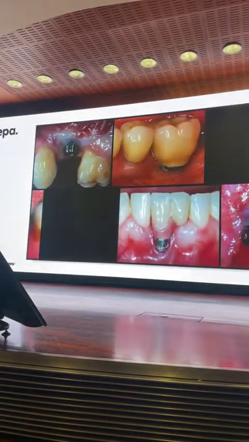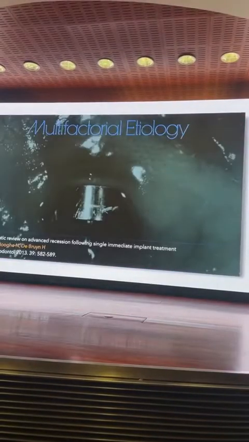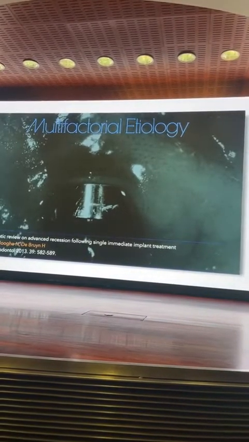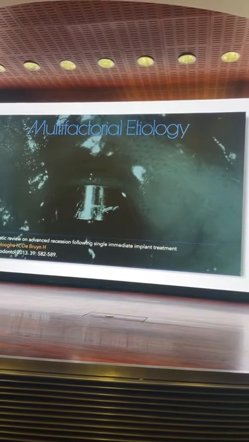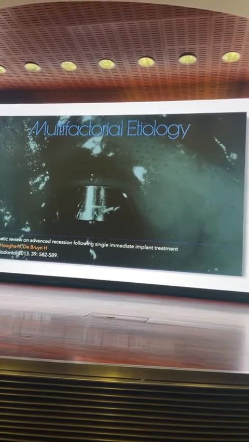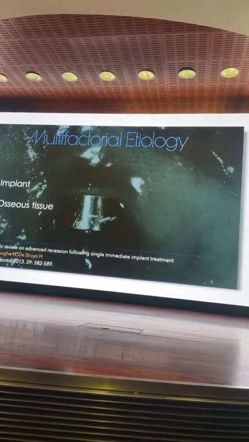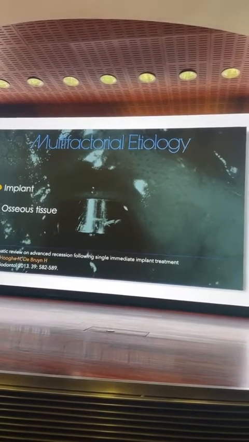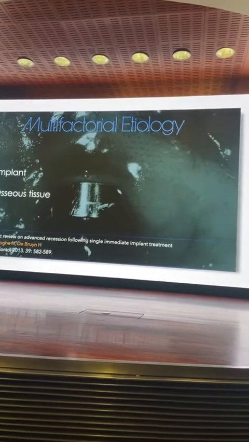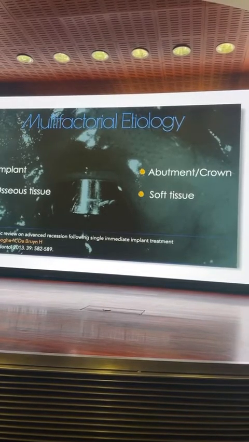So, as I was saying, when we have these type of conditions and we look at the literature, we basically see that this has been referred to as having a multifactorial etiology. What that means is that there are several factors that contribute to the development of these conditions. You may find it's the implant that is responsible because the position is incorrect. You may find that it's the osseous tissue, maybe because there's not enough, or because it's too thin. You may find that the abutment is responsible because it's poorly designed, or that we have an over-contour crown.